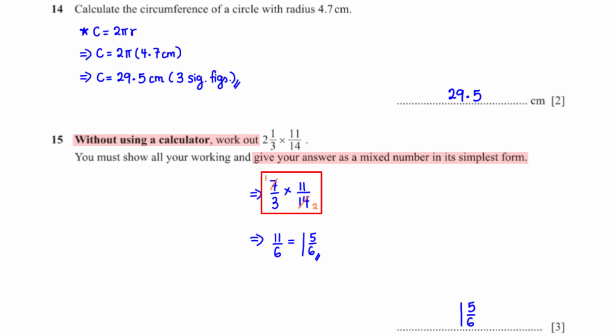7 goes into itself once and goes into 14 2 times. So for the numerator, 1 times 11 is 11, and for the denominator, 3 times 2 is 6. 11 over 6 is an improper fraction, so we need to convert it into a mixed fraction. 6 goes into 11 once, with a remainder of 5, which we divide by 6.